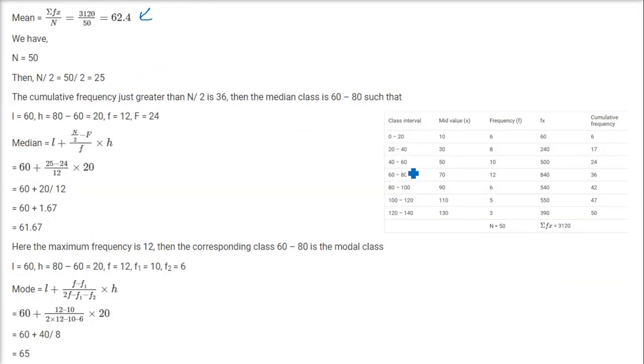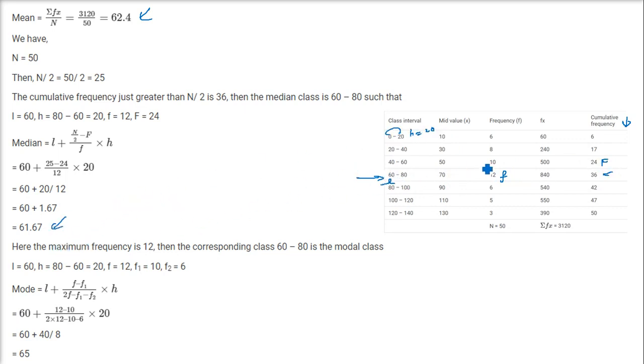Now take n by 2, that is 50 by 2, which is 25. We have to find in the cumulative frequency the value which is just higher than 25. So this is 36. So this is the row of our interest. This is L, this will be our capital F, and 20 minus 0, H is 20. So put in here, we get 61.67.